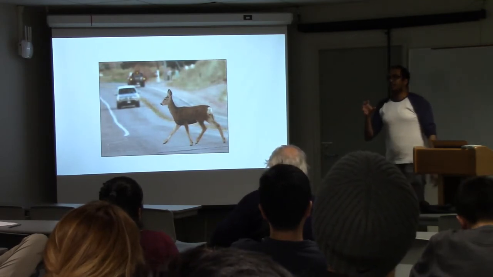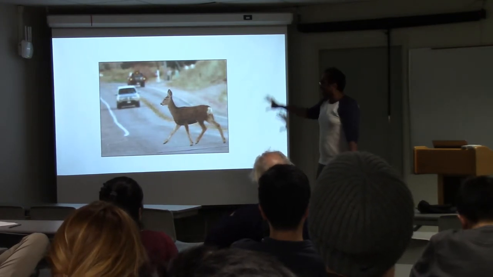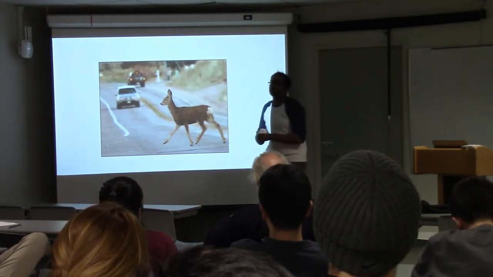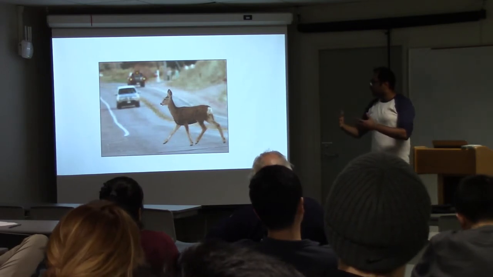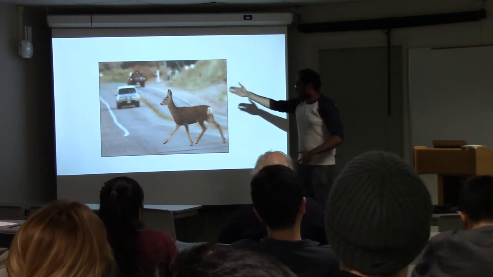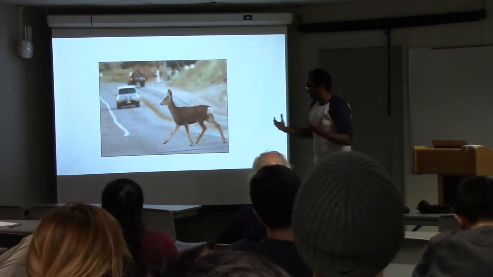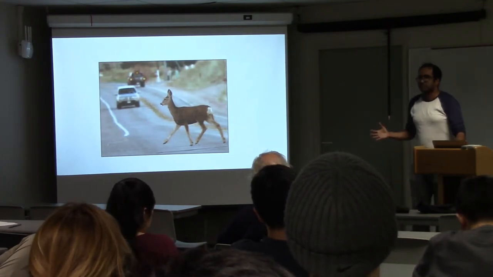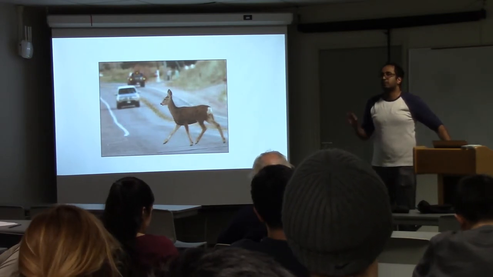So the core component here is that given a scene that looks like this, I want to be able to say, this is a deer, this is a car, that's some other car, and so on and so forth. Going further, also reason about what's going on, such as the fact that the deer is crossing the road, the car is coming towards me, there is the possibility of an accident, and so on and so forth. Now, the computer vision community has been working on versions of this problem for quite a while.